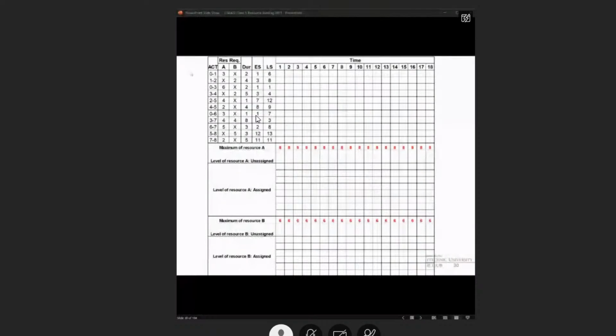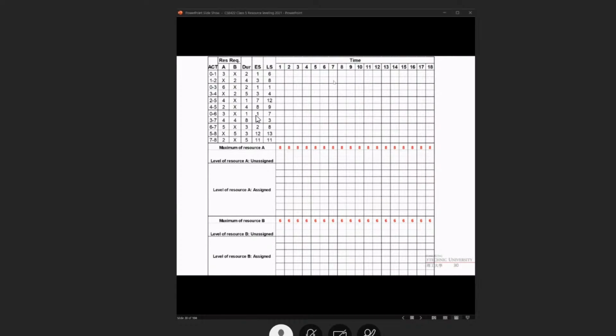Now we can also consider this. We have different activities based on the AOA. We also know the resources required in the second and third columns. For the activity 0 to 1, we need resource A for 3 units, the duration is 2, the early start time is 1, and the late finish time is 6, so that we can also draw the chart like this.